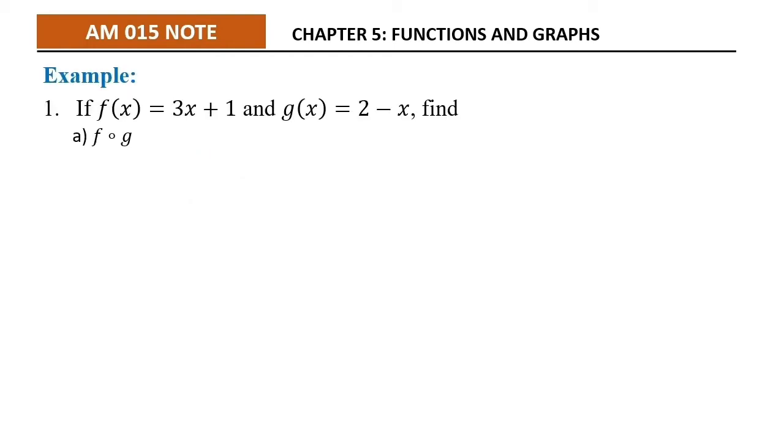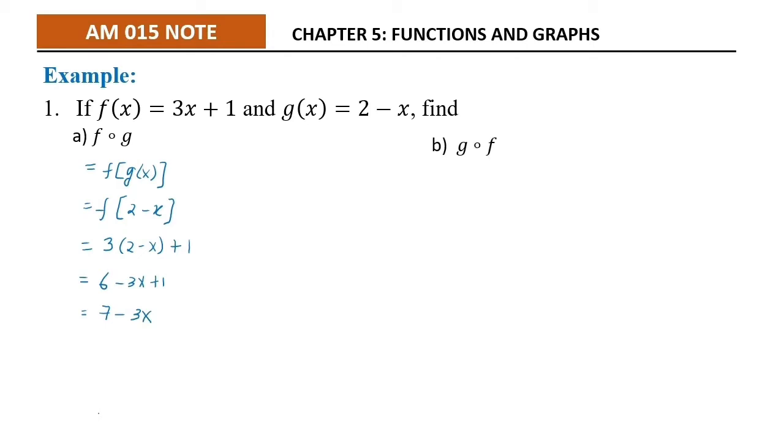For question 1, if f(x) equal to 3x plus 1 and g(x) equal to 2 minus x, find f of g. f of g(x) means g is inside f. g(x) is 2 minus x, and then 2 minus x is the input of f, which is 3x, x is now 2 minus x, plus 1. Simplify, 6 minus 3x plus 1, and the answer is 7 minus 3x.